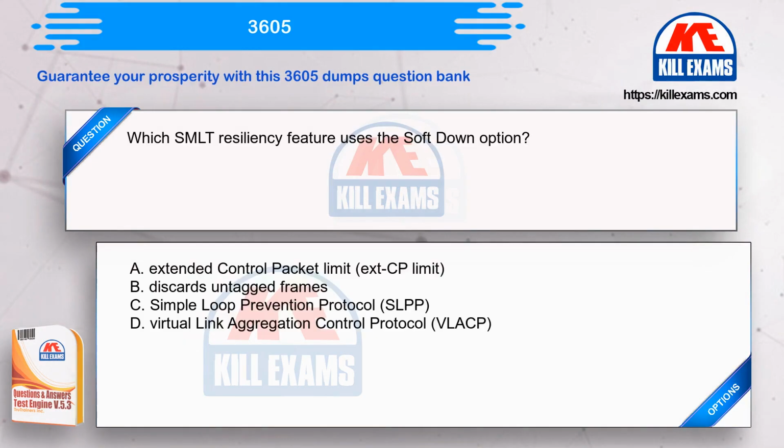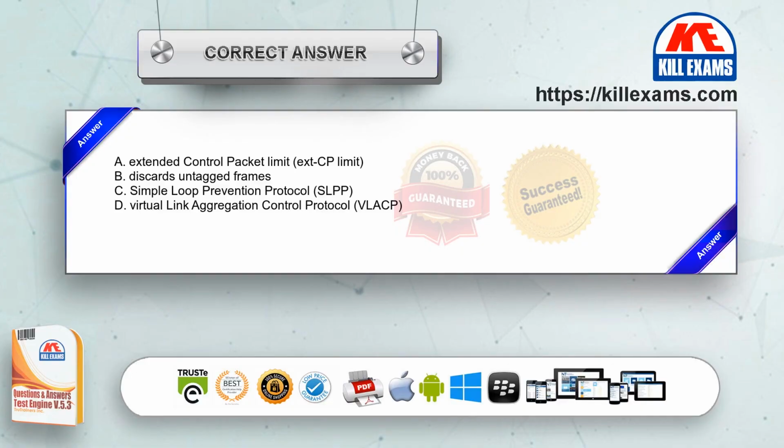Which SMLT resiliency feature uses the soft down option? Option A. Extended Control Packet Limit, XCP limit. Option B. Discards untagged frames. Option C. Simple Loop Prevention Protocol, SLPP. Option D. Virtual Link Aggregation Control Protocol, VLACP. The correct answer is option A.